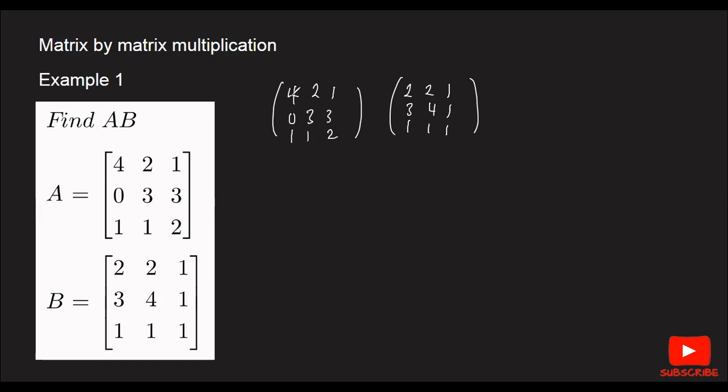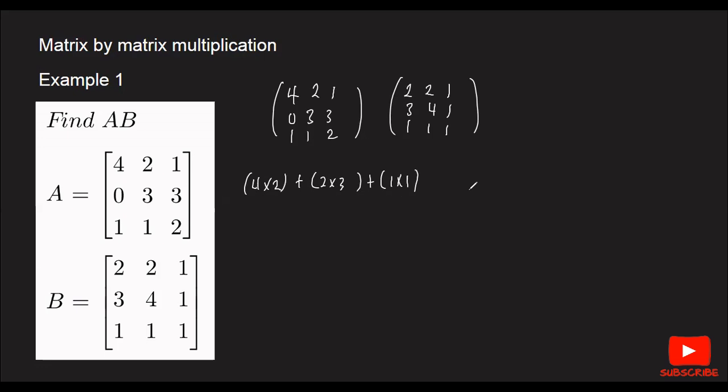We are going to use this element 4 to multiply this element 2 here. Remember that we're multiplying row by column. So we use this 4 to multiply 2. Then we'll add the result to 2 multiplied by 3. We'll also add that result to 1 multiplied by 1. And that result will be written in the position of row 1, column 1 of our resultant matrix. So we have 4 times 2 plus 2 times 3 plus 1 times 1. This is our row 1, column 1 position.